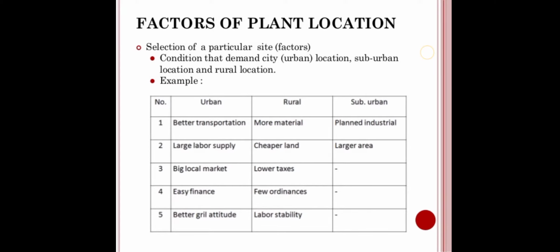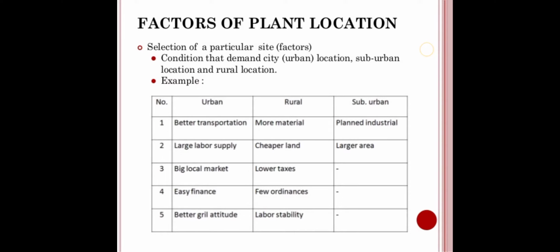And in the suburban site selection, the planned industrial area, generally the suburban area is the special economic zone of every community. So a planned industrial area will be there, a larger area will be there in the suburban area. So these are the benefits of each, urban, rural or suburban. Depending on one's need, one can decide.